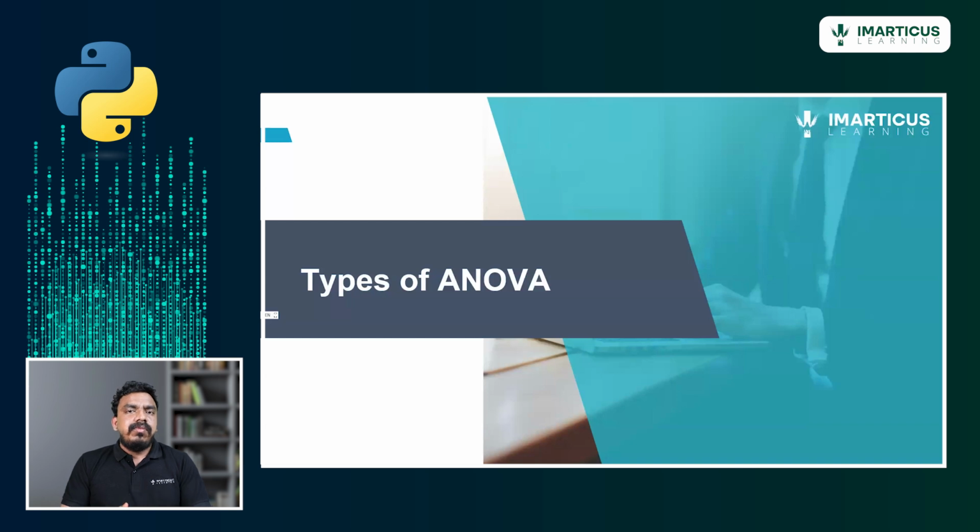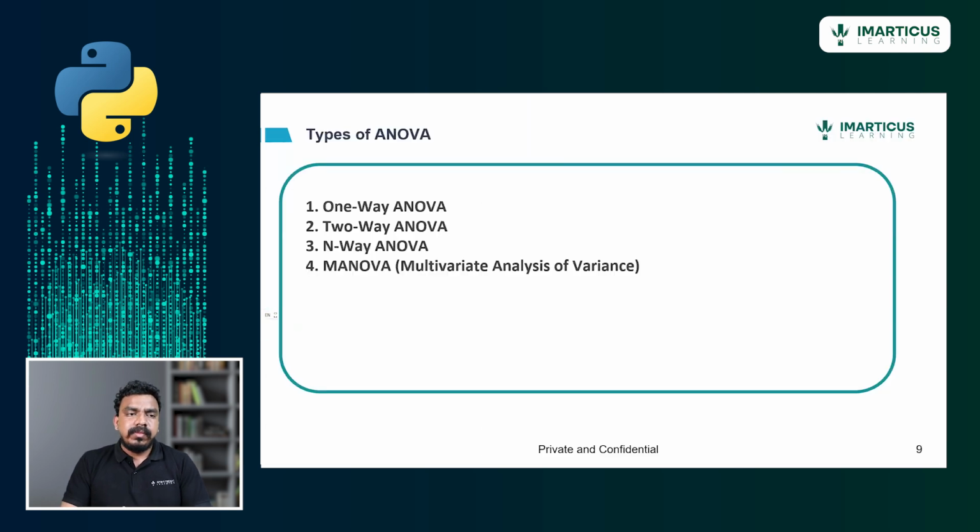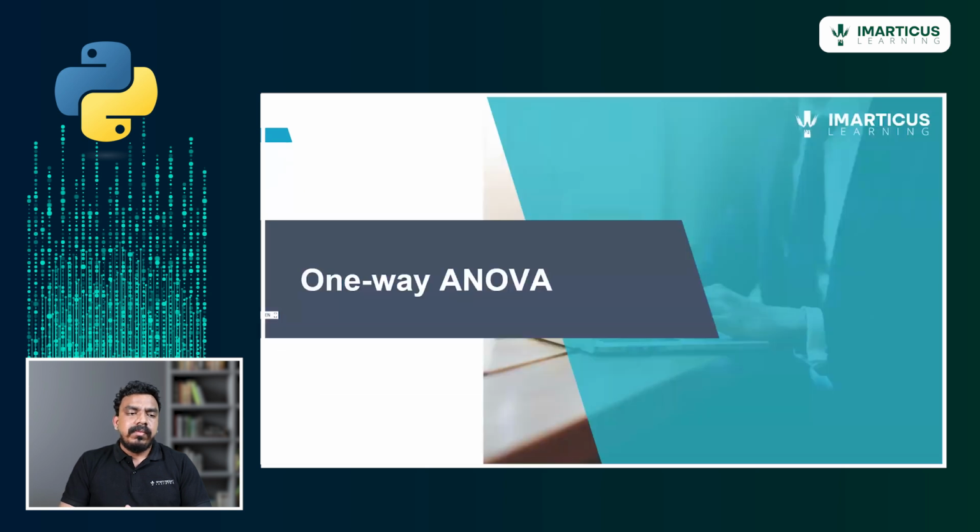So what are the types of ANOVA test? As I mentioned, we have four major types of ANOVA test. The first one is one-way ANOVA, then two-way ANOVA, N-way ANOVA and MANOVA, that is multivariate analysis of variance.